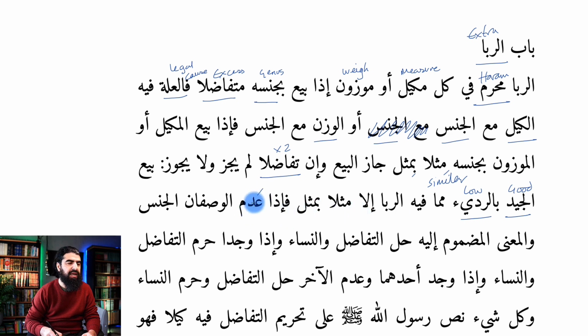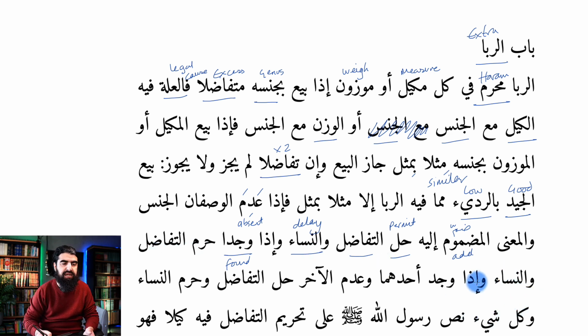فإذا عدم, it means to be absent. إذا عدم الوصفان الجنس والمعنى المضموم, مضموم means something which is added or joined together. حل from the word ضم يضم. حل, it means halal, right, so permitted, to permit. تفاضل is excess within that. نساء, it means deferred, so to delay. وإذا وجد, both found. حرم التفاضل والنساء, so تفاضل and نساء are both considered to be haram. So حرم.